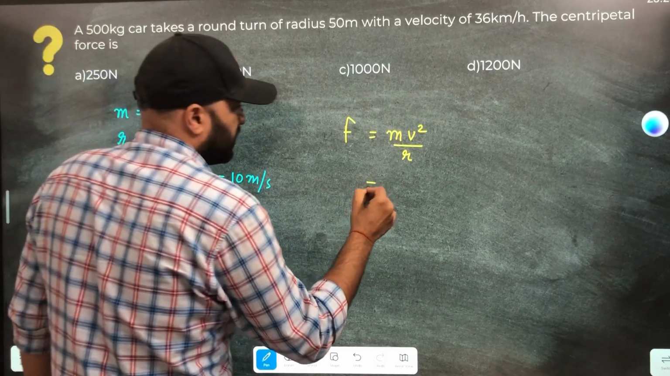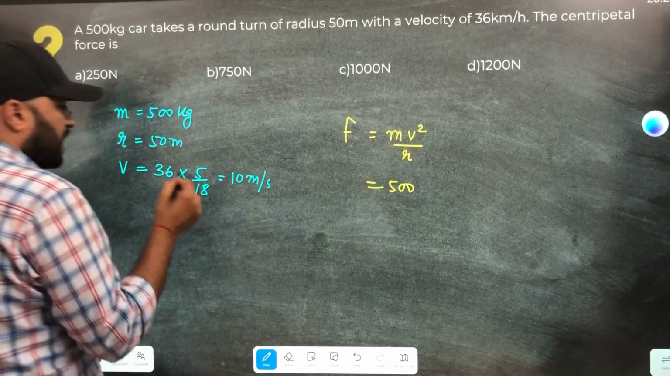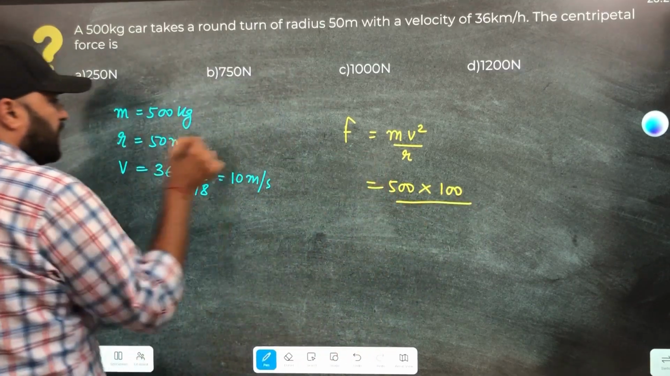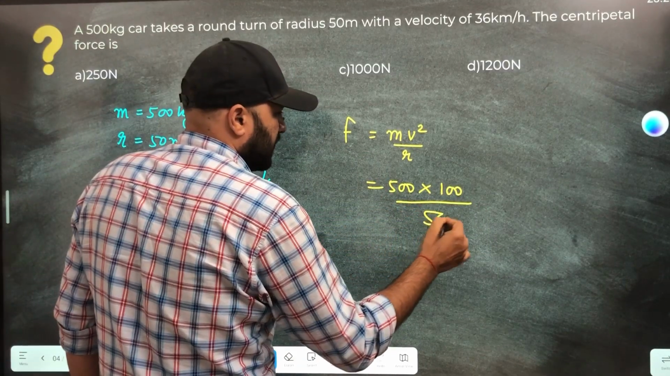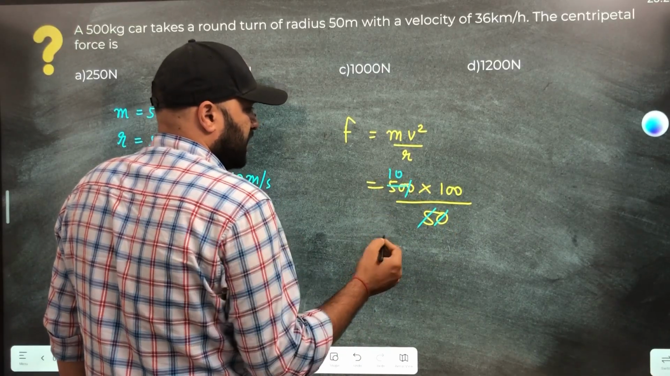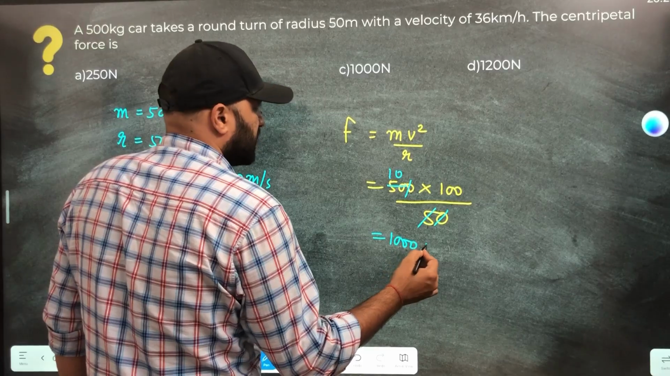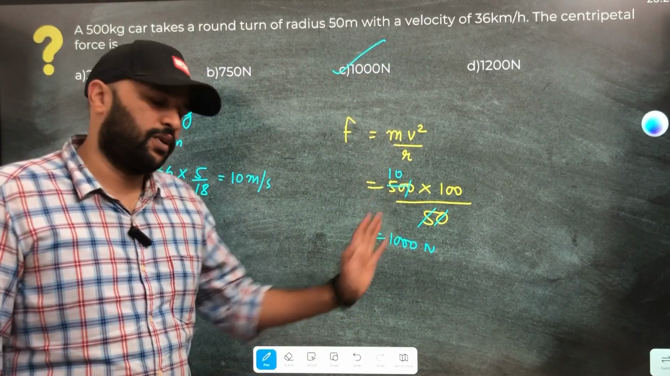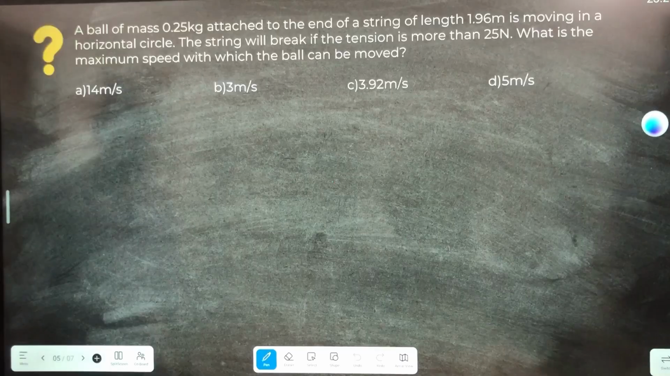M is nothing but 500. Velocity square, velocity is how much? 10. So 10 square is 100, whole divided by r, which is 50. Let's simplify it further. So this cancels with this, 5 cancels with this, it will be 10, and you're left with 1000 Newton. That's our force. So option C is correct. Straight away, a direct formula based problem, right? Let's move to the next question.